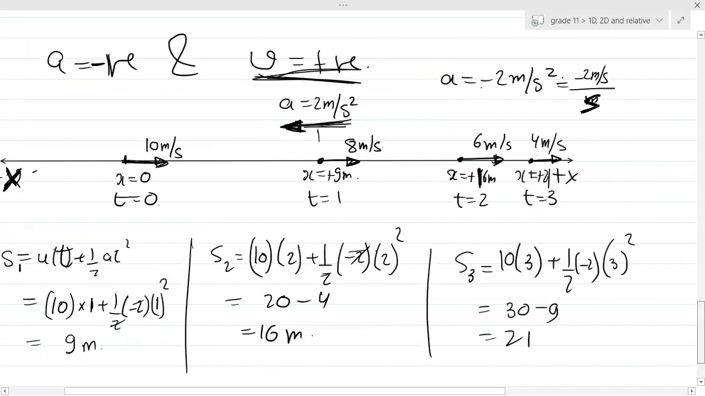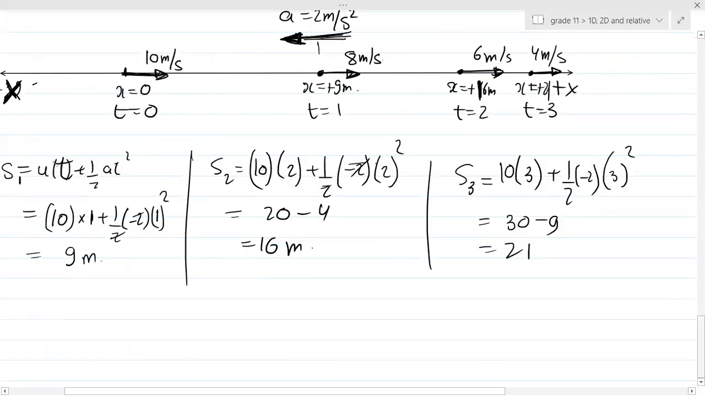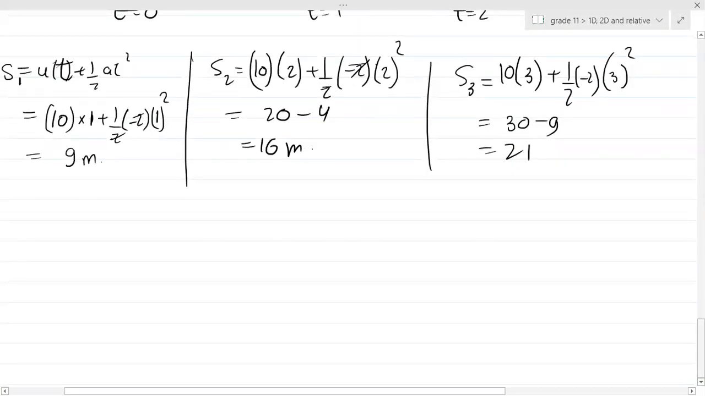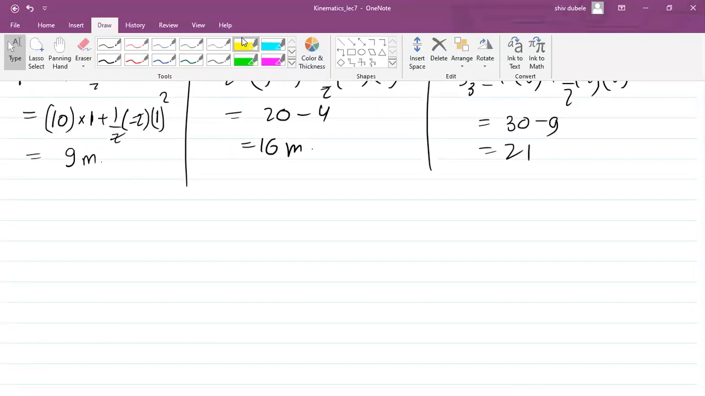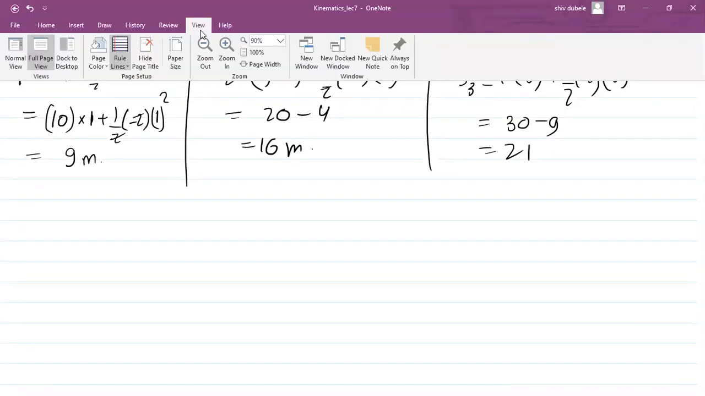Now see this, guys. I'll draw the graph for the same. The graph may be quite huge, so I'll zoom out for you.